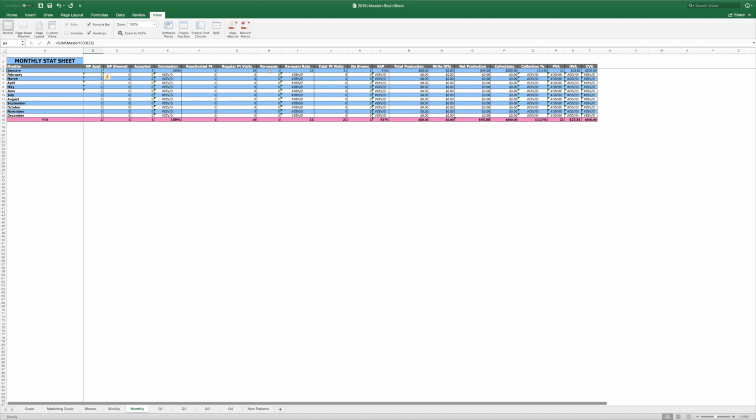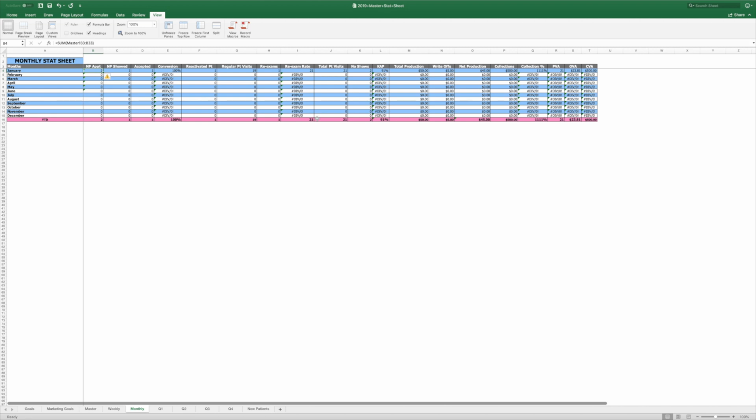Remember, most people say that they do re-exams about every 12 visits. That means that this re-exam rate should be sitting around 12. If it's not, you need to have somebody, yourself or somebody else, hold you accountable to getting back on track with doing your re-exams every 12 visits. You can see how well you're doing.